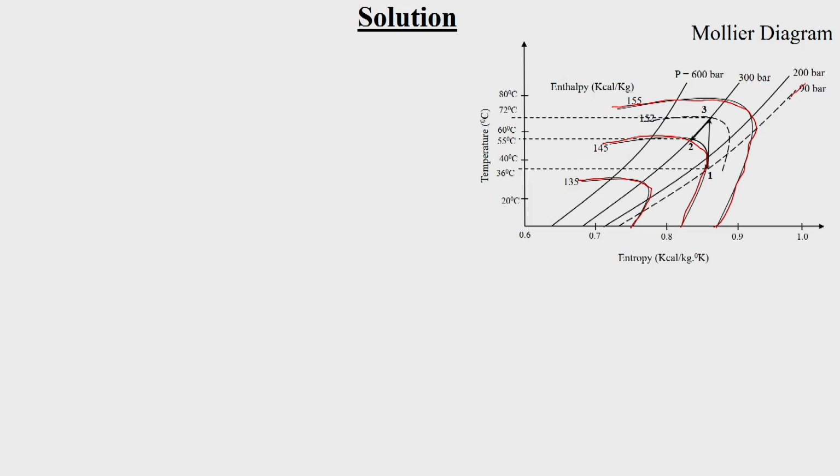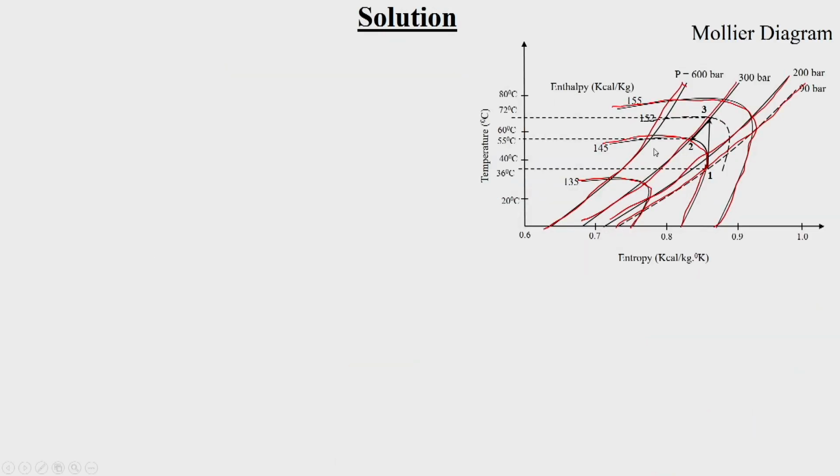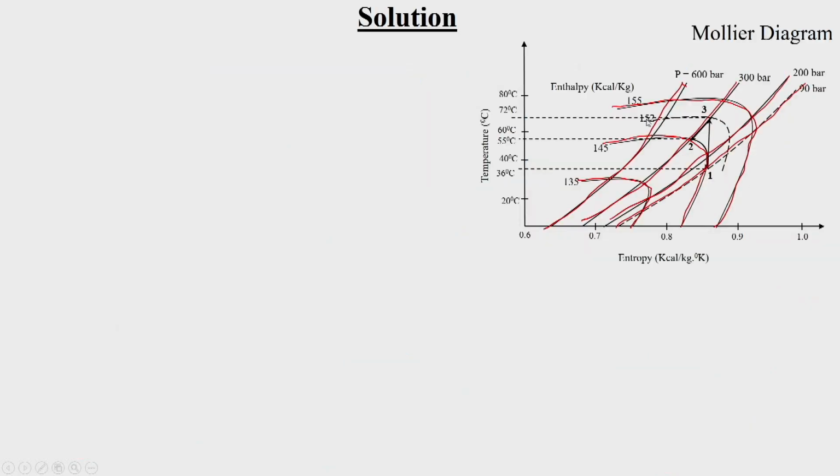Suppose this is the 90 bar pressure line and this is the 200 bar pressure line. This is the 300 bar pressure line, and this is the 600 bar pressure line, with different temperatures, showing how it varies. From this problem, whatever is given, we need to get the points. Suppose the initial condition is 300 bar and 55 degrees Celsius. So we have this condition.